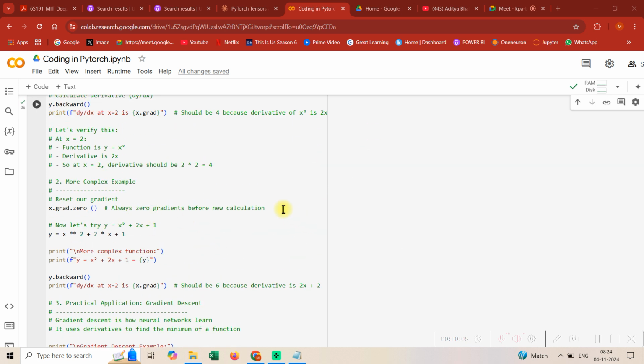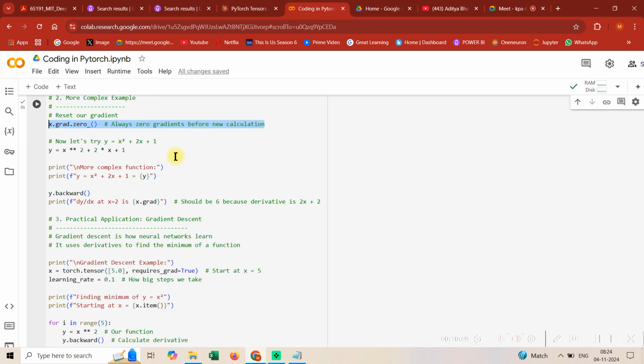So for the time being, this one piece of knowledge is enough. Later on, we'll understand it better. Now, guys, let's see what's exactly happening. We have this function y is equal to x square plus 2x plus 1. Now this is a slightly more complicated function. So what is dy by dx? dy by dx would be 2x plus 2, and the value of x is 2, so it would be 2 into 2 is 4, plus 2 is 6.